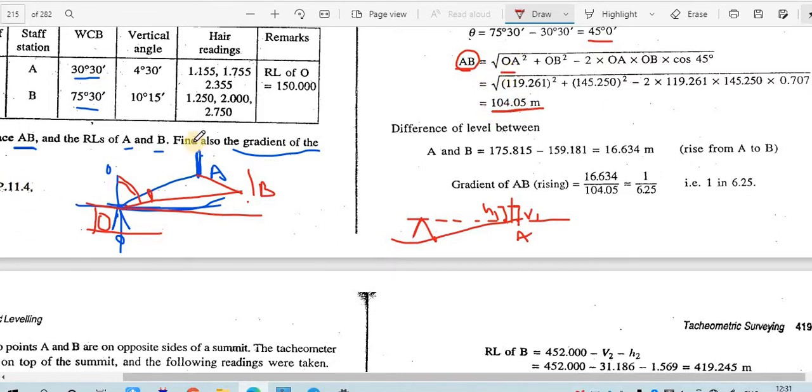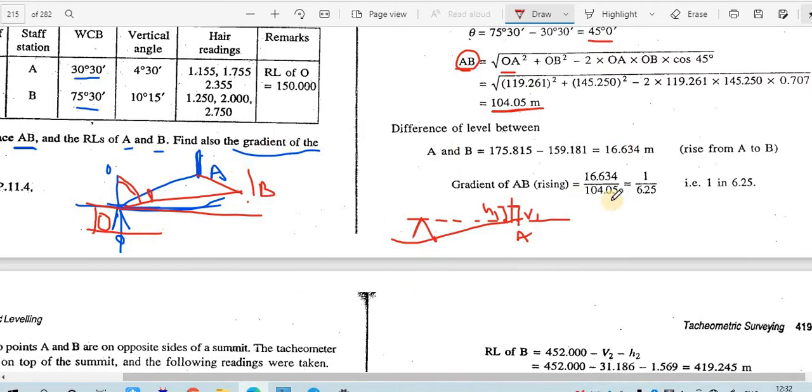This is coming out to be OA square, OA value we have provided, plus OB square, we have got the OB value, minus twice OA into OB into cos theta. So we'll put the values: 119.261 square plus 145.250 square minus twice into 119.261 into 145.250, and cos theta value comes. Cos 45 is 0.707. So the final value of the distance AB is 104.05.